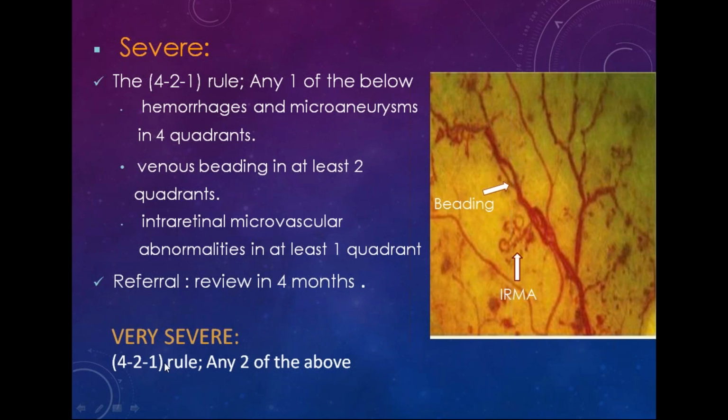Very severe means if any 2 of the above are present, it is called very severe diabetic retinopathy. Microaneurysms and hemorrhages in all the 4 quadrants, venous beading in 2 quadrants, IRMAs in 1 quadrant. If any 2 of these are present, it is called very severe diabetic retinopathy.